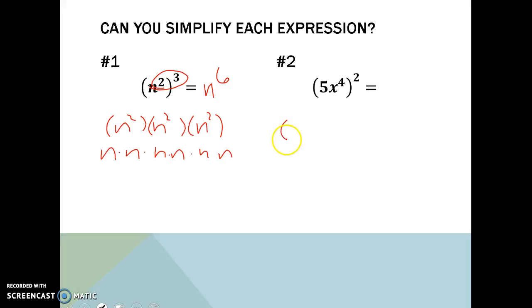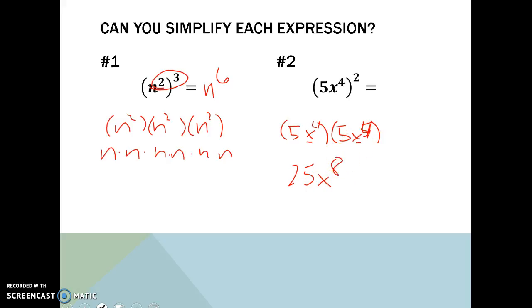A long way of looking at it means I have 2 5x to the 4ths. So I could take 5 times 5, which is 25. X to the 4th times x to the 4th. I add the exponents, that's x to the 8th.